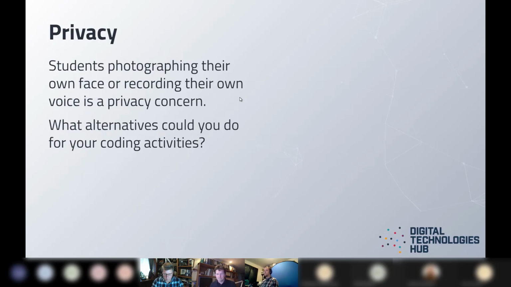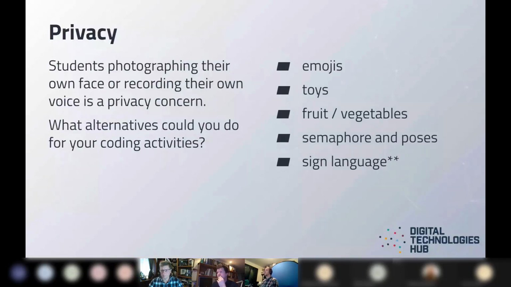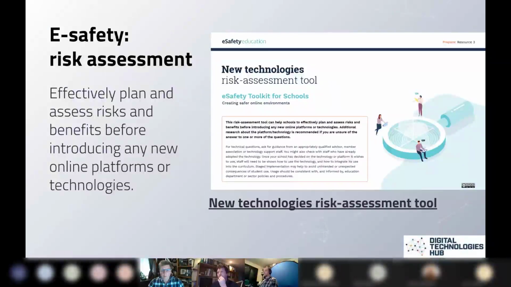And then privacy, I might leave this section to Martin to talk about, but there are obviously issues around students photographing their own face and recording their voice when doing AI activities. I already talked about a couple of alternatives, so students could maybe use semaphore and poses. They could hold up things. I noticed someone in the chat earlier suggested holding up images or smiley faces or sad faces, holding up toys, fruit and vegetables, and recognizing those, and all those sorts of things as well. So Martin, I'll let you take over the next part.